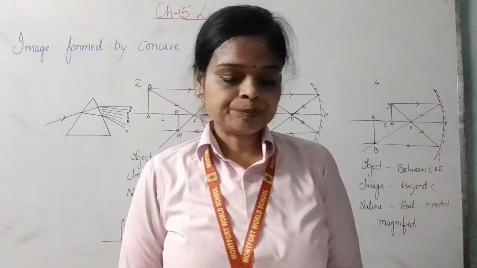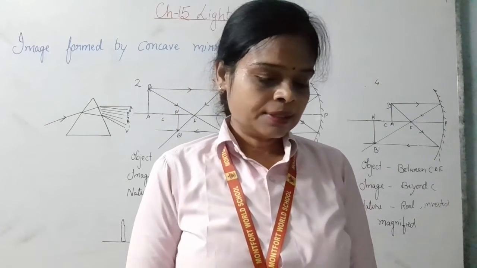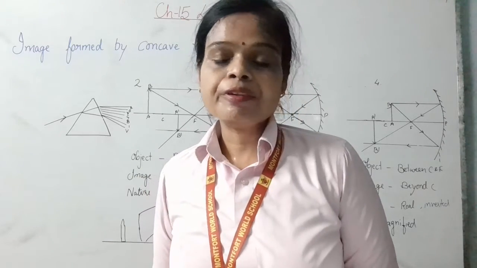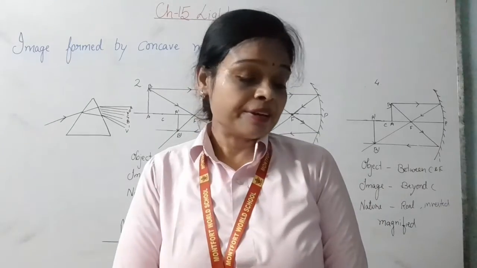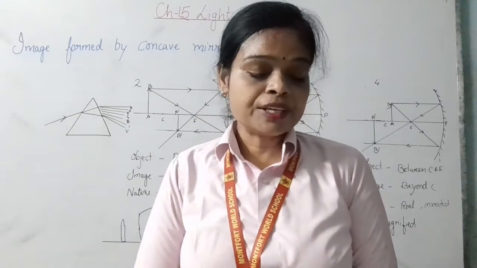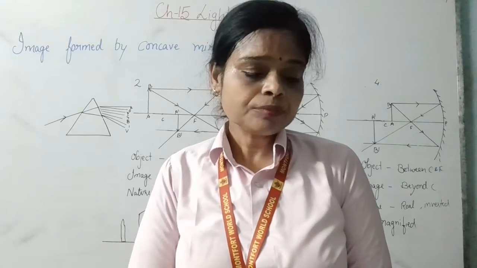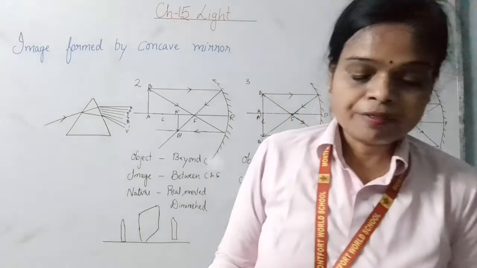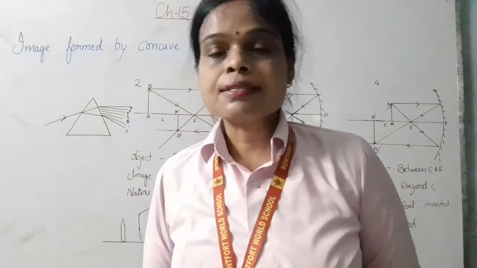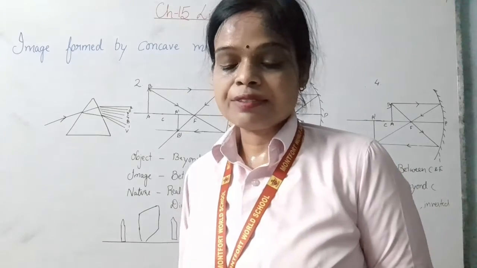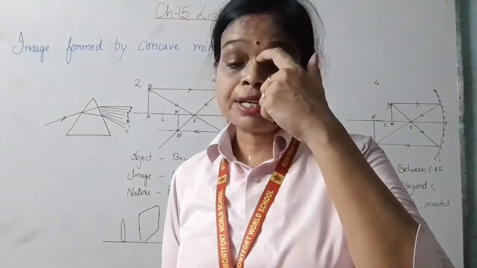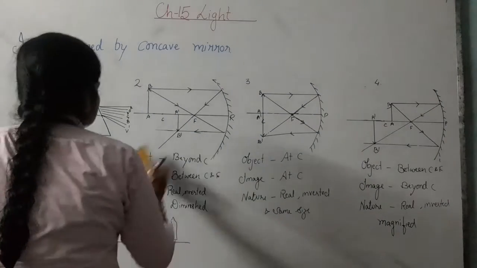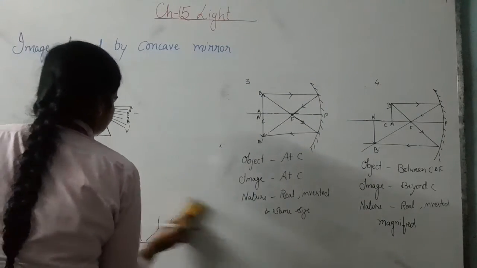Next question. How does diffuse reflection differ from regular reflection? Diffuse reflection and regular reflection. So what is regular reflection? When a ray of light falls on a smooth reflecting surface, that is a mirror, it gets reflected along a particular direction. So this is a regular reflection.